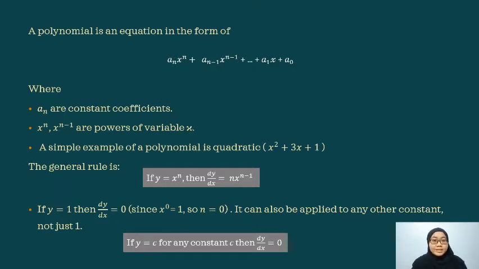As we can see in the slide, the general rule is if y equals x to the power of n, then dy/dx equals n x to the power of n minus 1. If y equals 1, then dy/dx equals 0, because we all know that anything to the power of 0 equals 1. So, the n is 0. The same can be applied to any other constant, not just 1. If y equals c for any other constant c, then dy/dx equals 0.